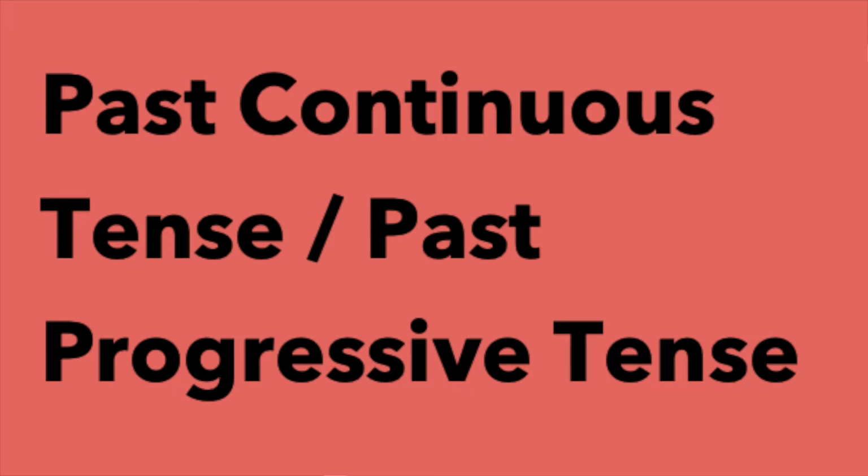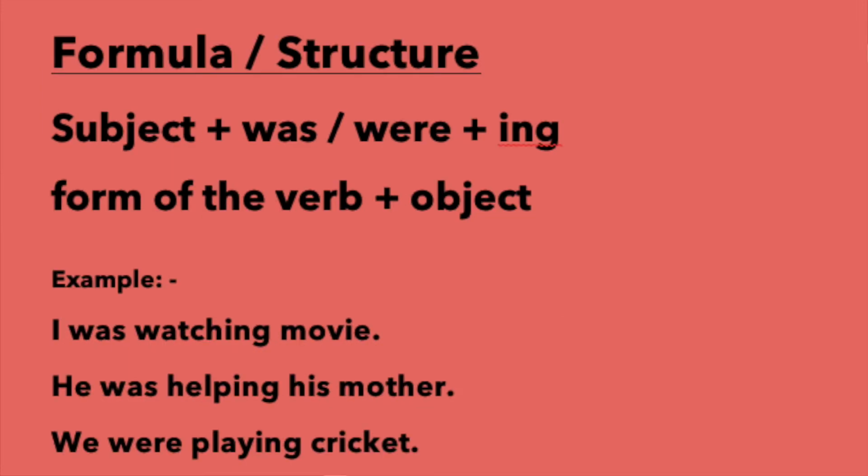Let's look at the structure and the use of the past continuous tense, followed by a quiz to check your understanding. Note that continuous tenses are also called progressive tenses. So, the past continuous tense is also called the past progressive tense. How do we make the past continuous tense?